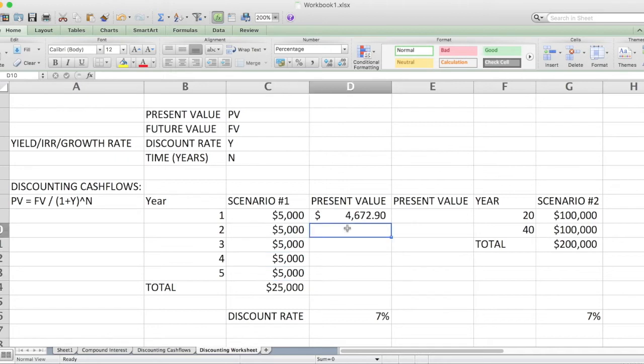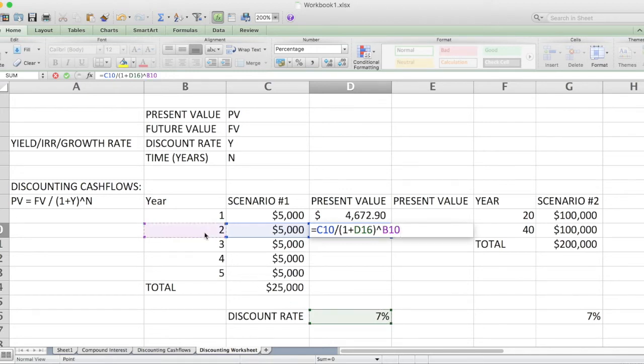So in year 2, the $5,000, I'm going to create a separate formula, but it's the same pattern we've been using. Equal sign, the amount of money in the future value, divided by 1 plus Y, all of that raised to the power of 2.